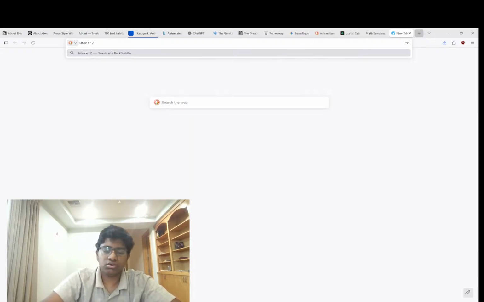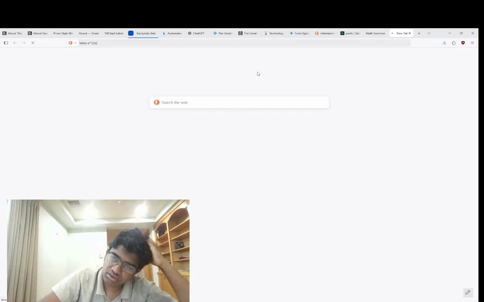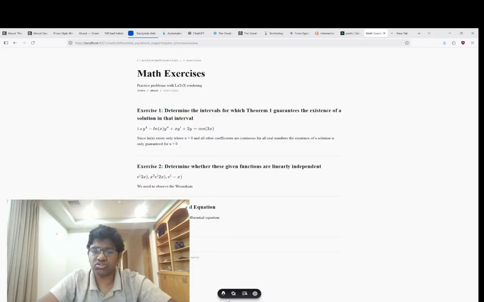Let me just Google how to do e to the 2x. There's some weird formatting errors with my parentheses, so I guess we can be doing that. Actually, nothing's loading, so I guess I'll just type this out myself. Okay, so e to the 2x.